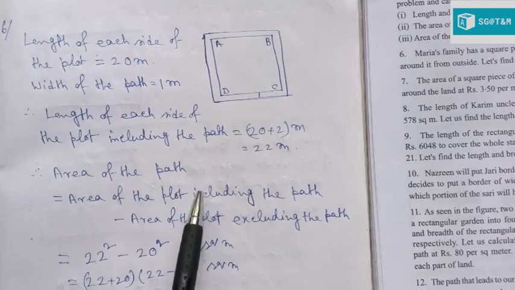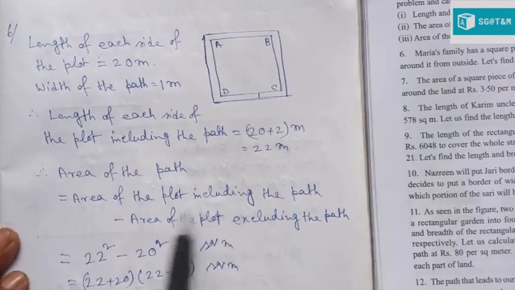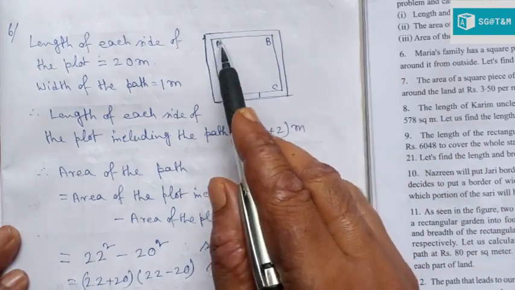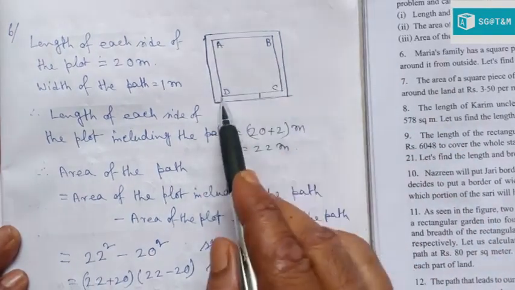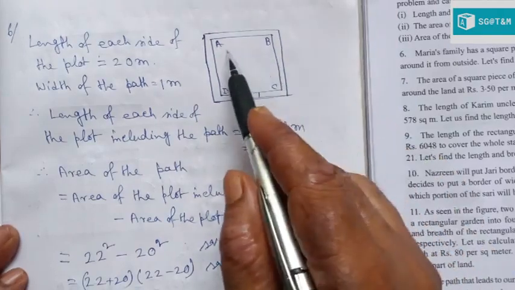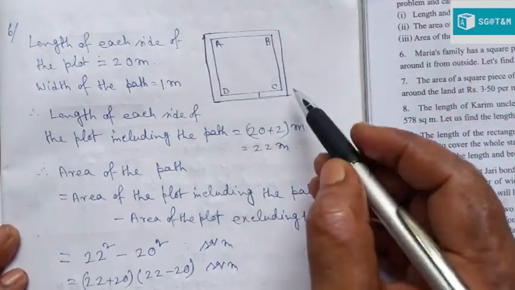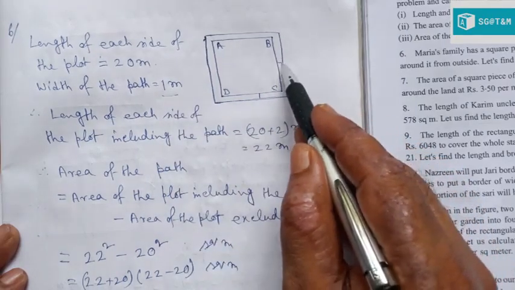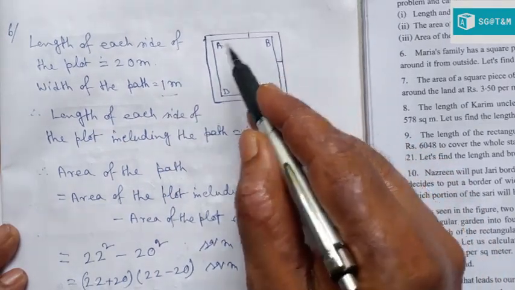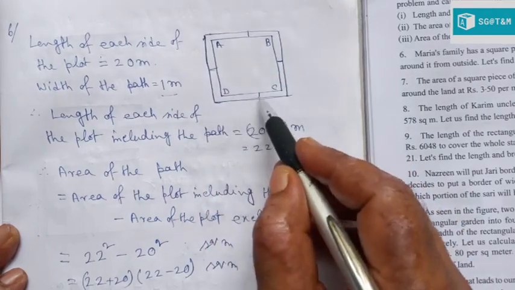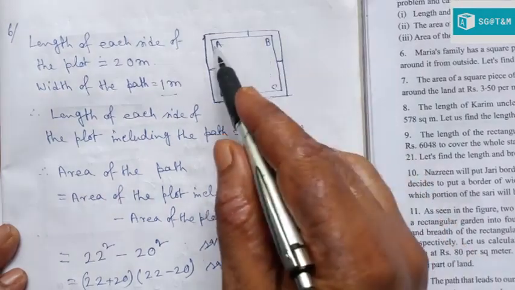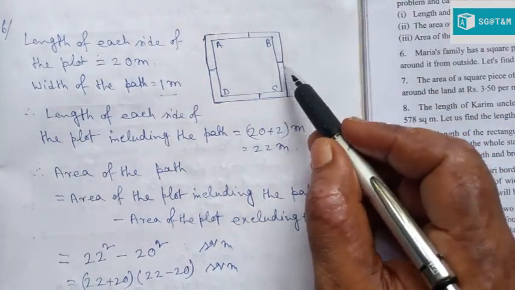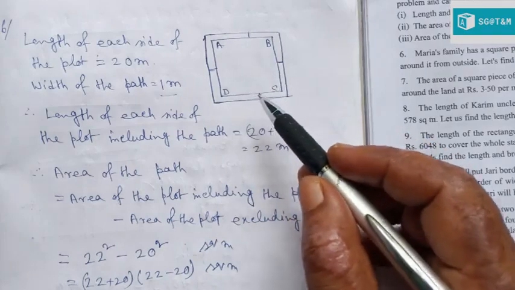Now it's okay. The length of each side of the plot is 20 meters. Suppose ABCD is the plot of Mihir's family. Now, all around it there is a path of how much? 1 meter wide. So this length is 1 meter, this length is 1 meter, this length is 1 meter and this length is 1 meter. All around, the width of the path is 1 meter on each side of the square plot.